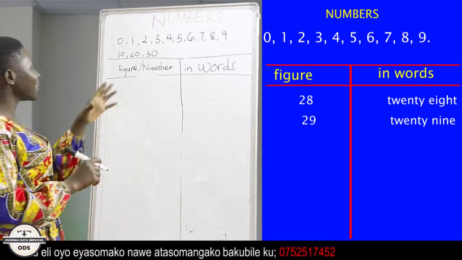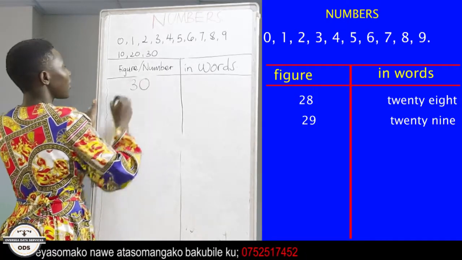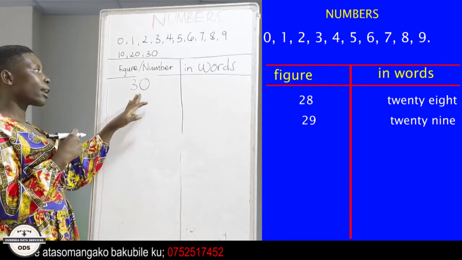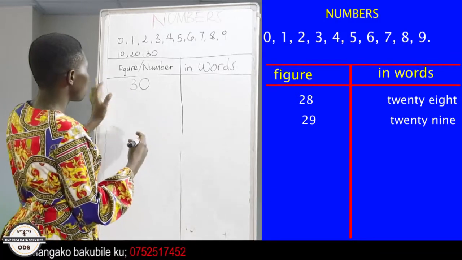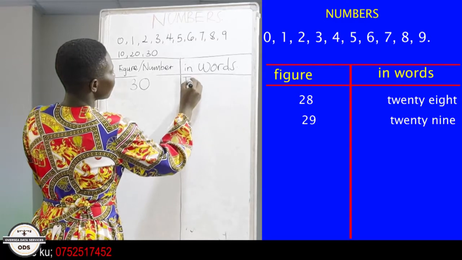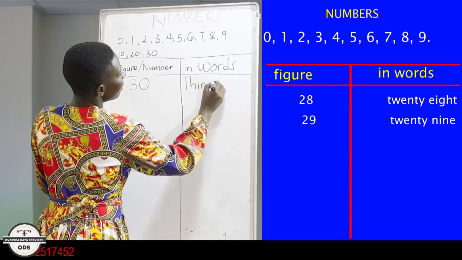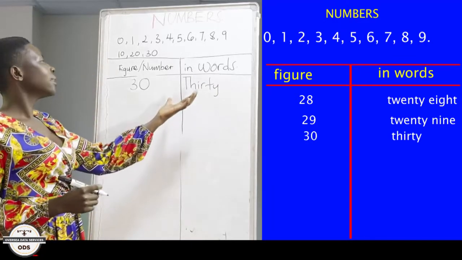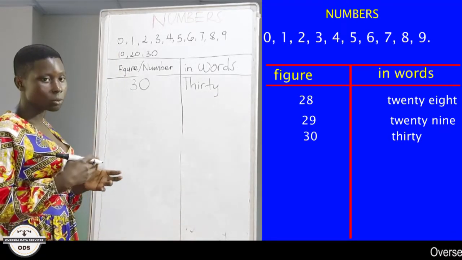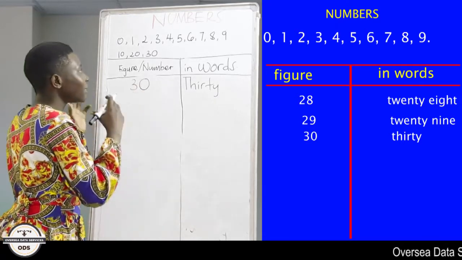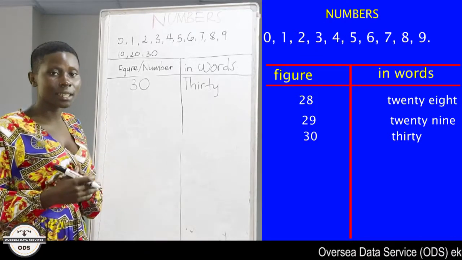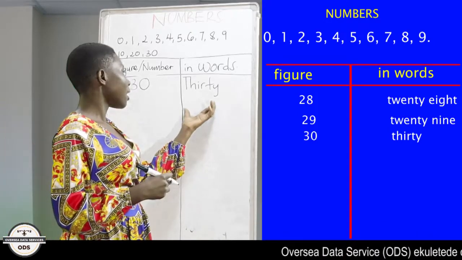Okay? And then in English we call it number 30. 3 and 0, it is 30 in English. And we call it makumi asatu. Okay? And how do we write 30 in words? It is THIRTY. That's how we write 30 in words. Makumi asatu. Mulime kumi emirundi meka? 3 emirundi esatu. That's why we are calling it makumi asatu, and we call it 30 in English, and this is the way we write it 30.